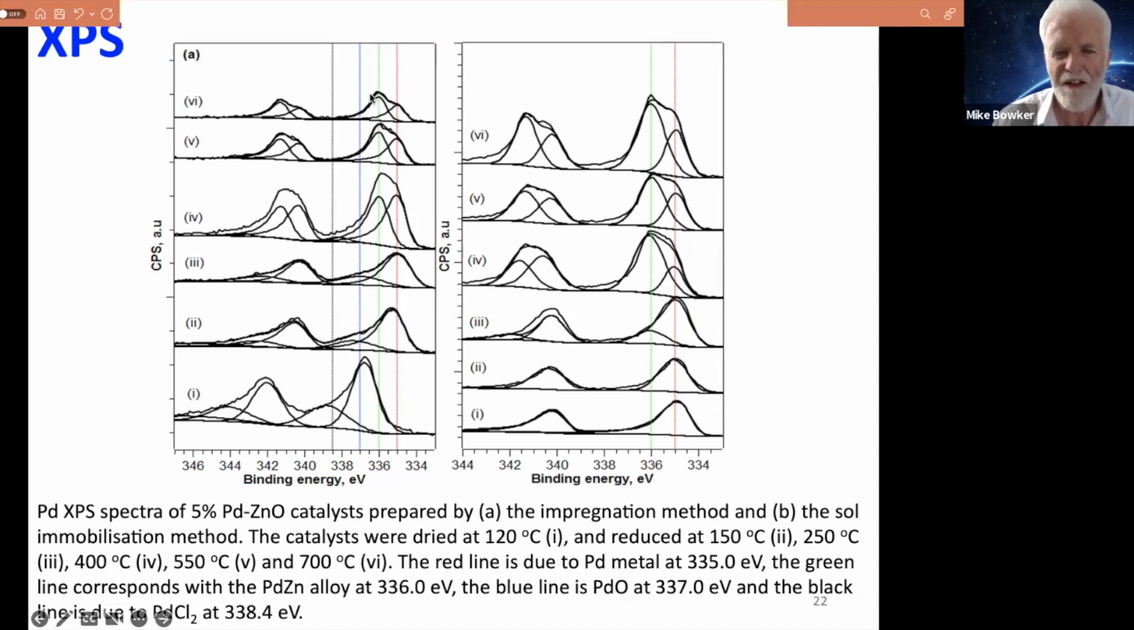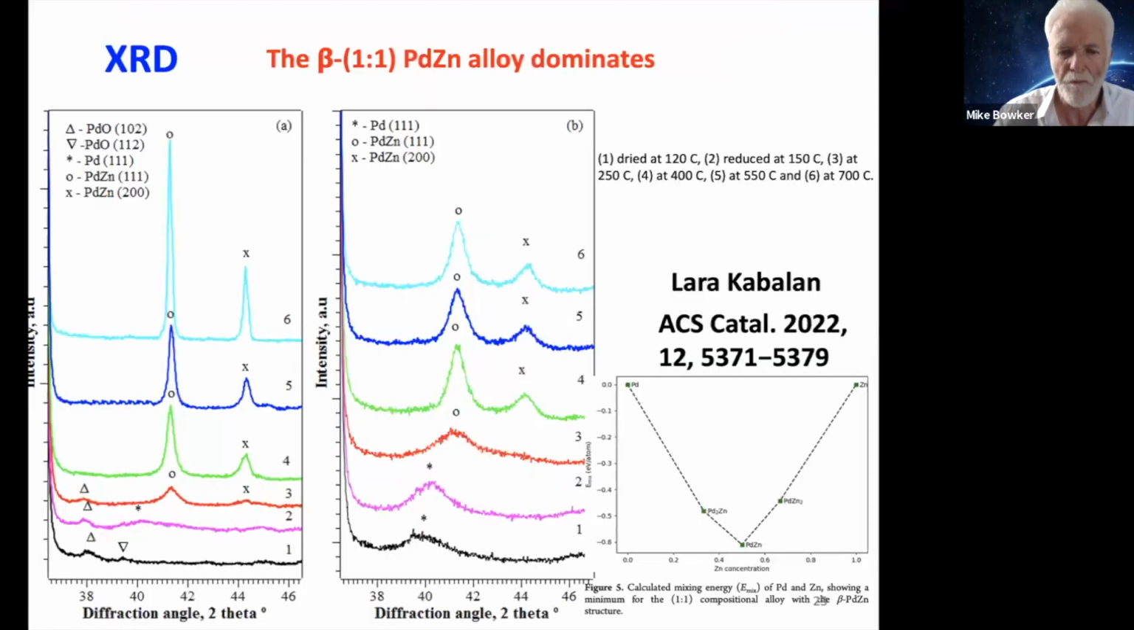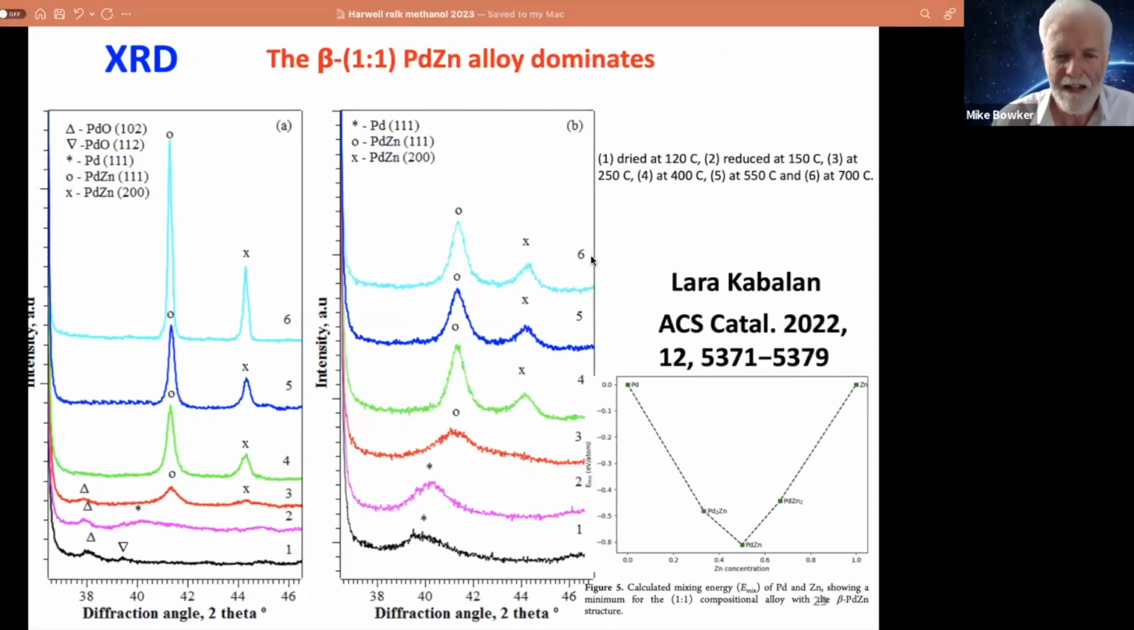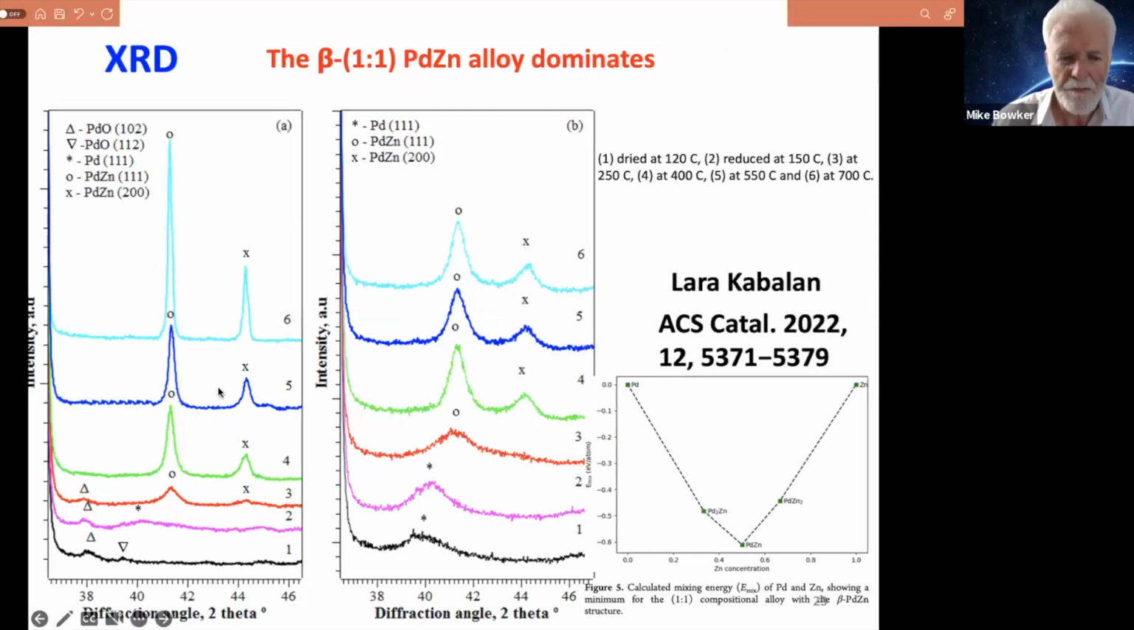But then as we go even higher in temperature, we see a new peak, and we believe this is a palladium zinc alloy. And that's confirmed by XPS measurements. If we do go through the same kind of process, what we see is after reduction at high temperatures, we shift from palladium oxide to palladium metal to the palladium zinc alloy. And these are the 111 and 200 diffraction peaks.